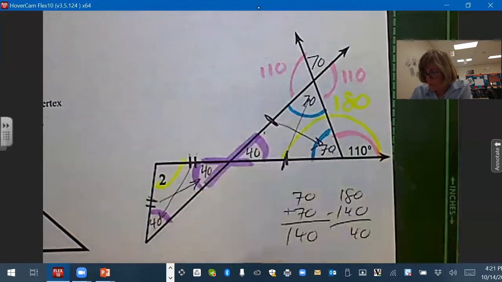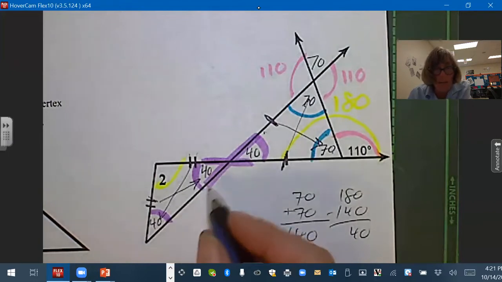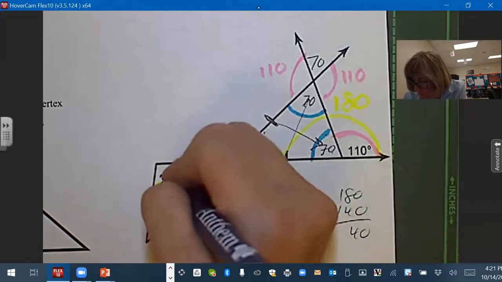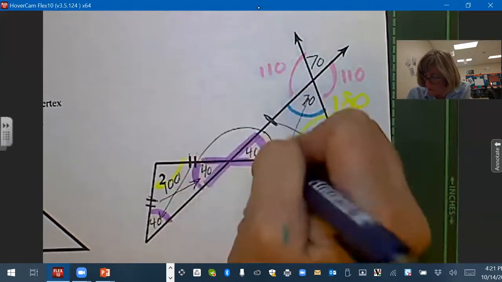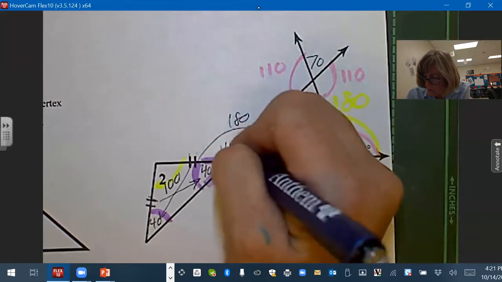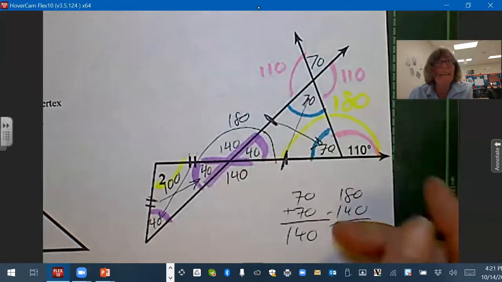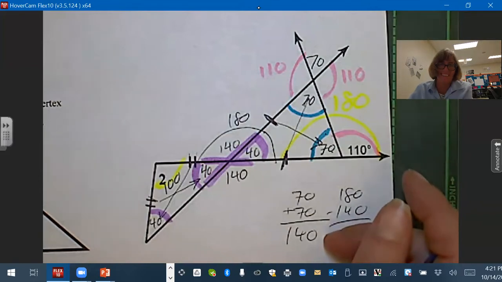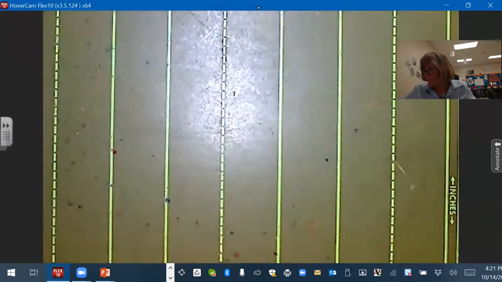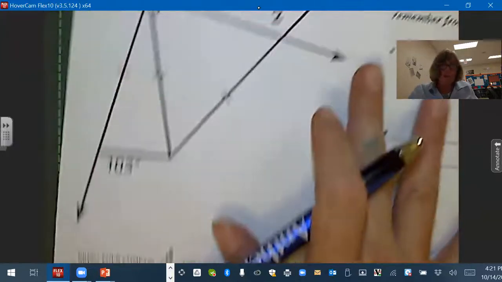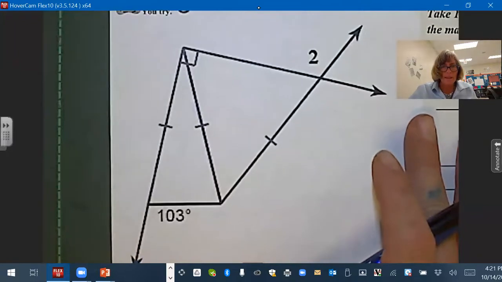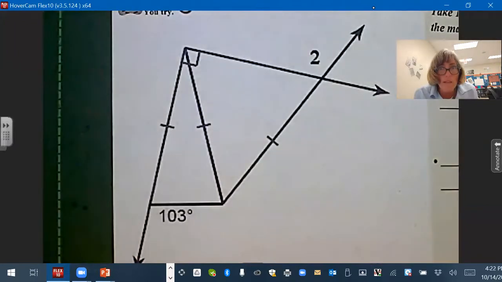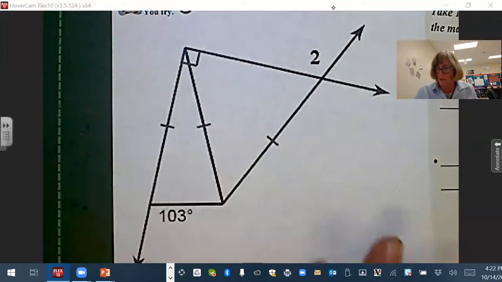And I want to get this up here. 40 plus 40, take away from 180, that's 80. Take away from 180, that gives me this as 100. You think you're done? But it says find all angles. If this is 180, that means this is 140 and 140. Now you're done. You, my friends, find all possible angles in this diagram. Pause the video, do it on your own, and then restart.